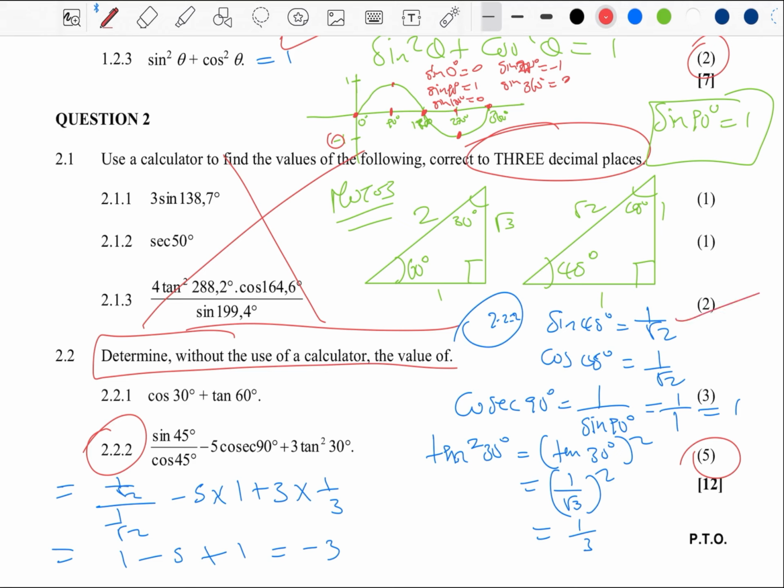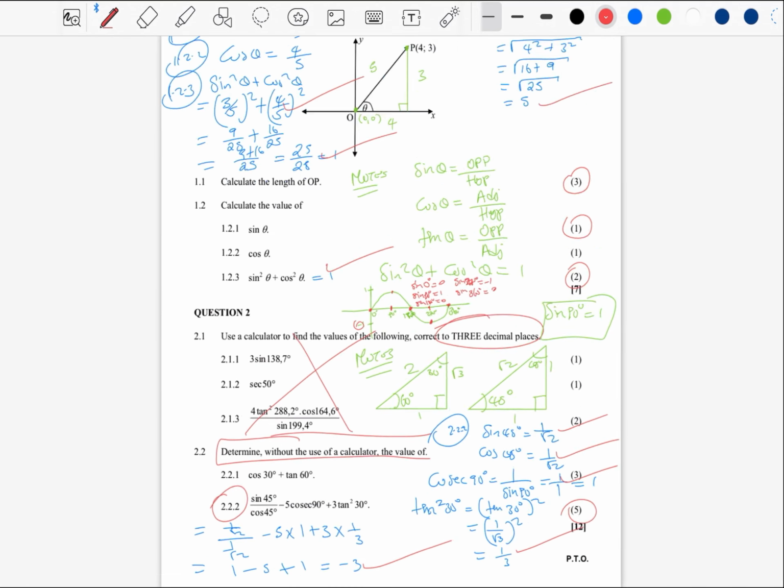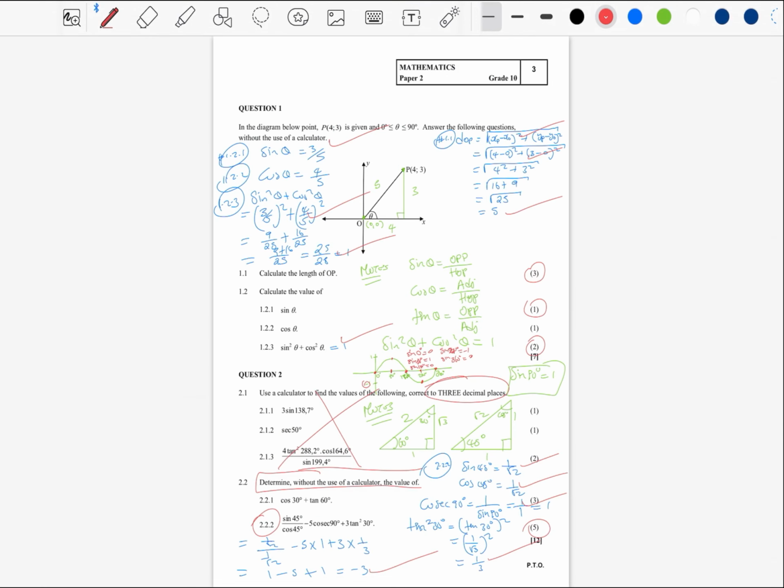So this is 5 marks. You get a mark for this, a mark for that, a mark for this. That's 3. Get a mark for this. That's 4. And you get a mark for your answer. That's 5. That's how you get your 5 marks. And this is how you can actually get this 12 marks plus 7 marks in question 1 and question 2 for your paper 2 for grade 10 mathematics. In fact, this is grade 10 and 11 and 12. You'll always get almost similar questions.